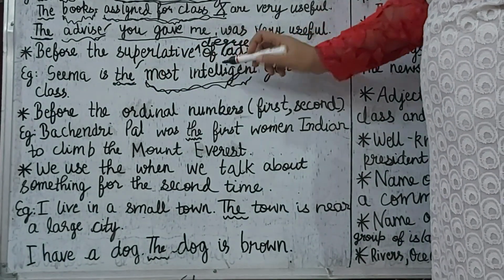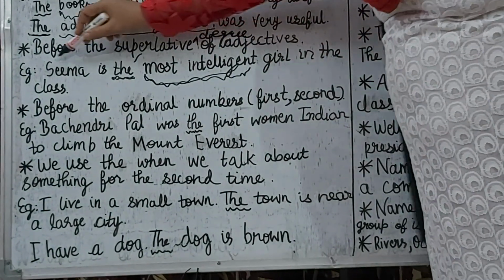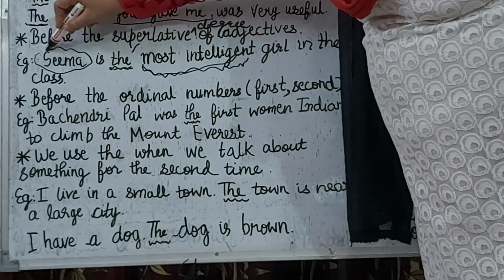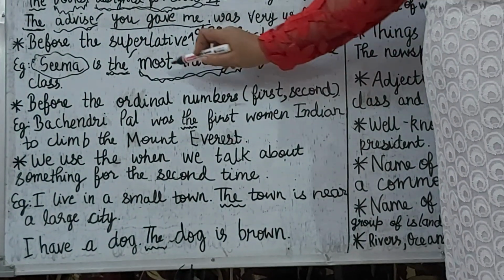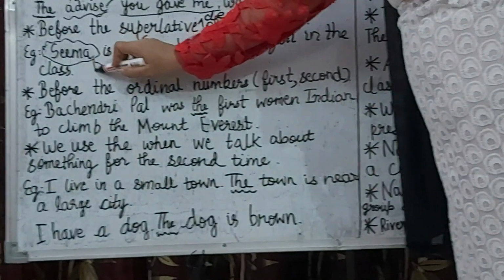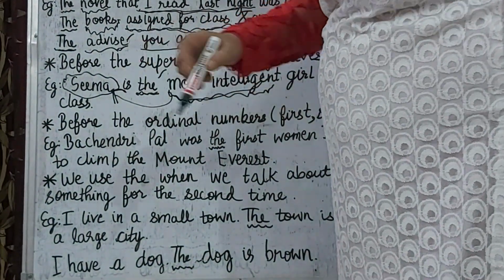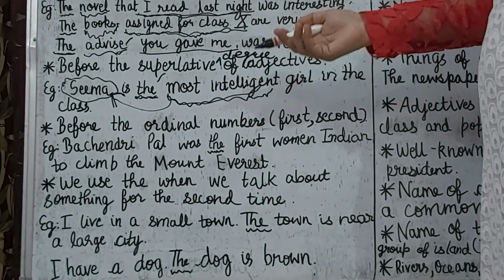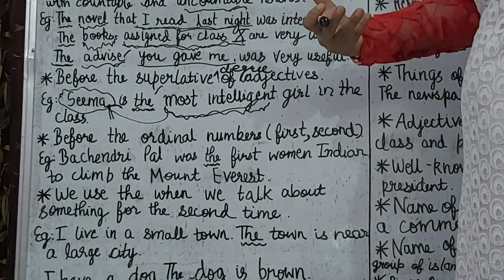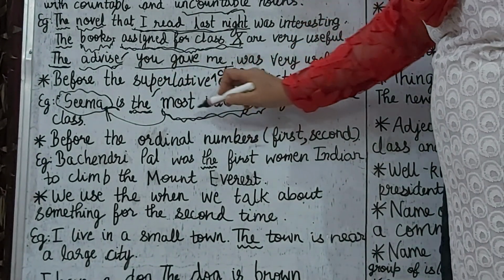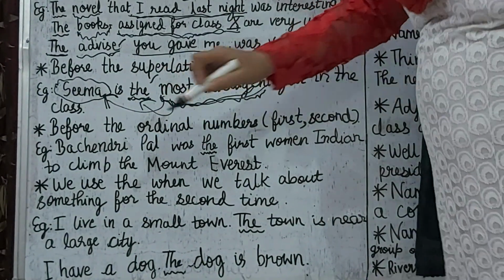It's very easy. Like what is the adjective? Intelligent. Intelligent here is qualifying Seema. In this example we are telling that Seema is the most intelligent girl. And what is Seema? Seema is a noun, a naming word. An adjective qualifies the meaning of a noun or pronoun. So Seema is the most intelligent is the superlative degree. So with the superlative degree of adjective we use the.